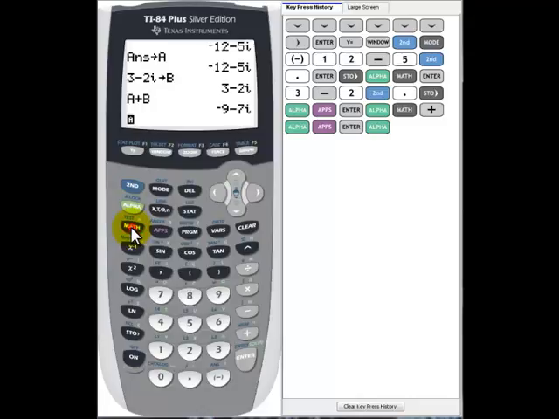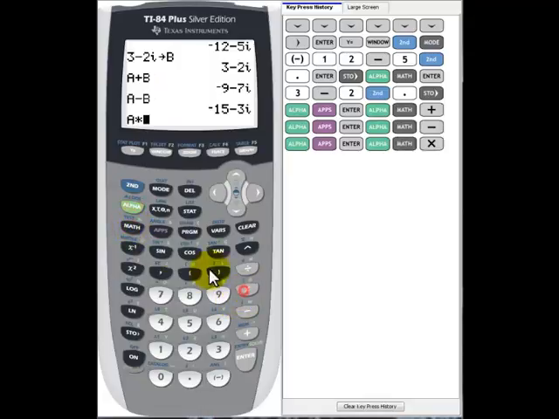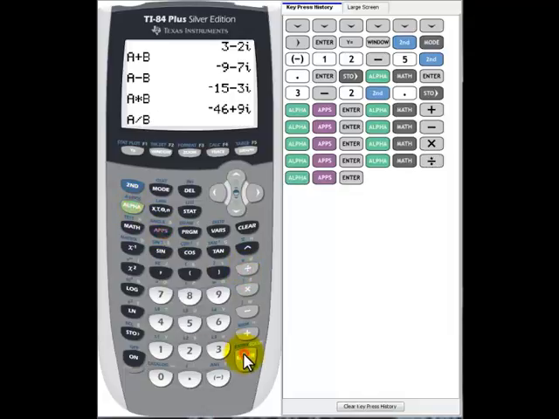Similarly, we would subtract them by going alpha A minus alpha B, enter, and now we have the difference, and the product would be alpha A times alpha B, and in order to divide them we would go alpha A divided by alpha B, enter, and so now we have the quotient of A and B. So once we've stored them in, then we can just use the operators, division, multiplication, subtraction, and addition on the keyboard of our TI to easily perform those 4 basic operations.